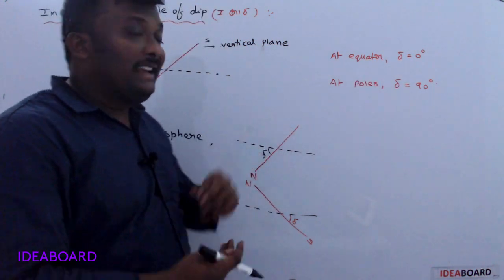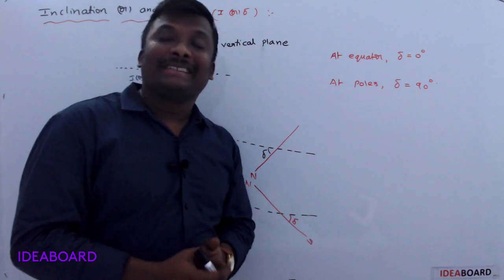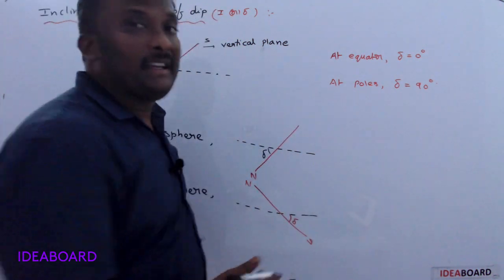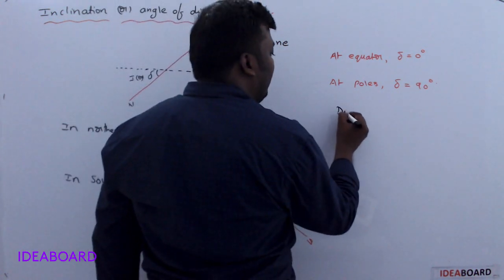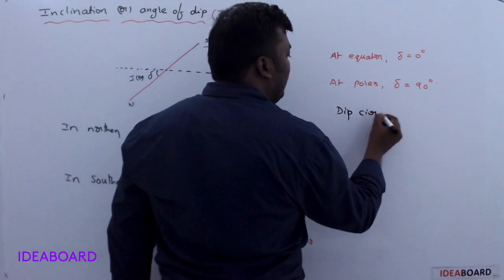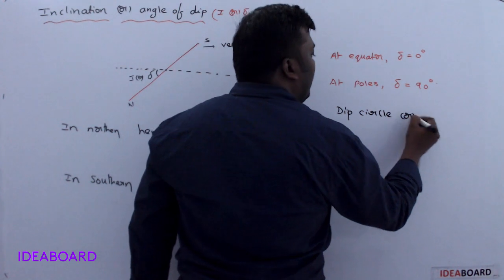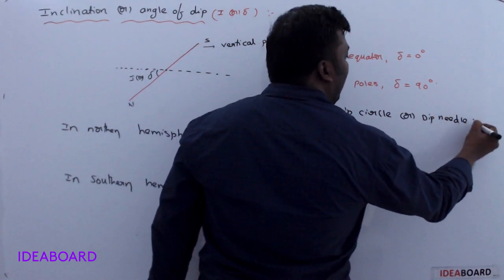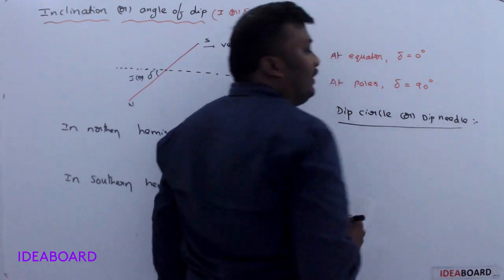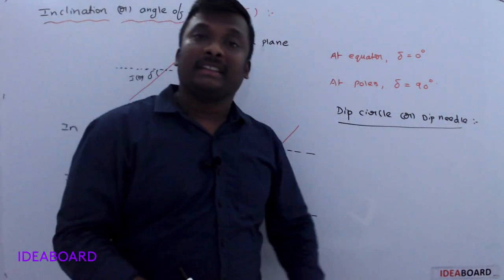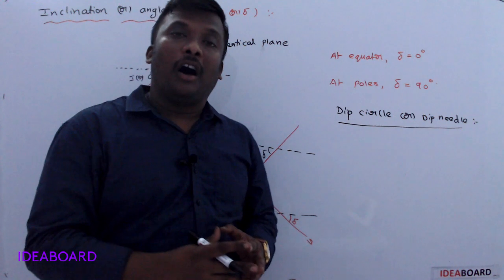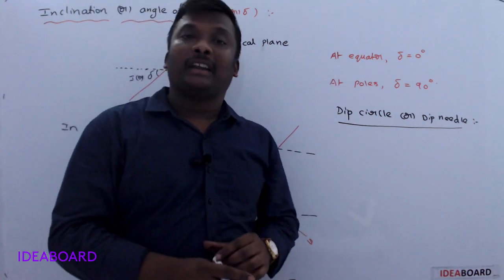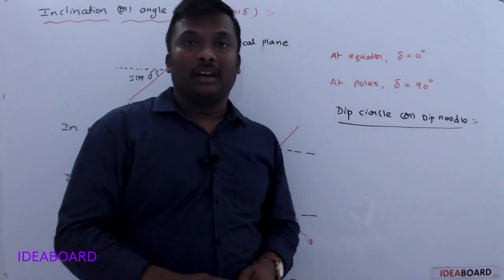And the device which is used for measuring the angle of dip is called a dip circle or dip needle. A dip circle or dip needle is a device which is used for measuring the angle of dip or inclination at a particular point on the surface of the earth.